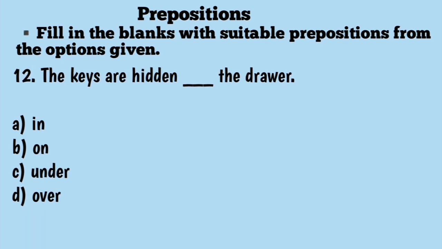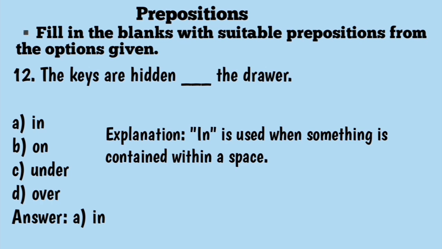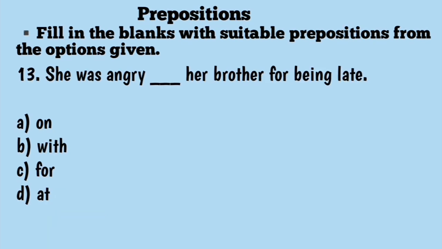Next, the keys are hidden dash the drawer. Option A, in. Option B, on. Option C, under. Option D, over. Answer is option A, in. In is used when something is contained within a space.